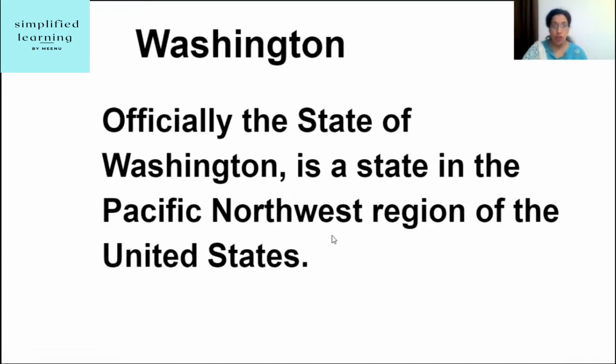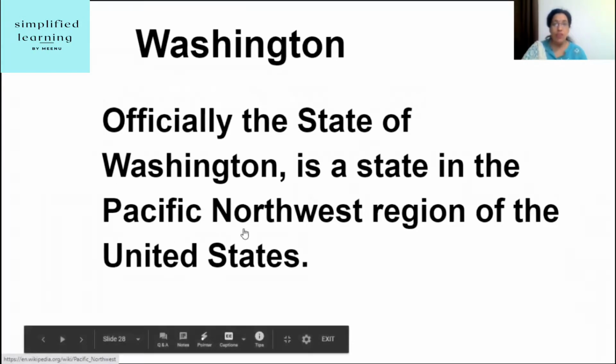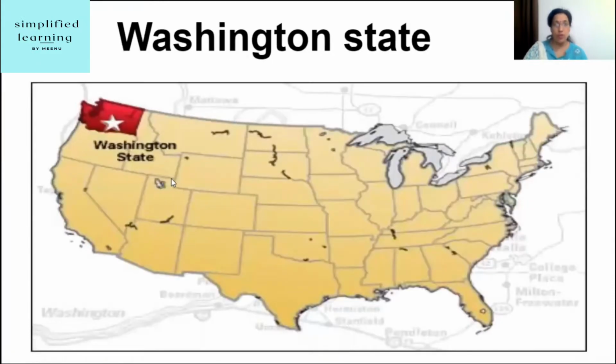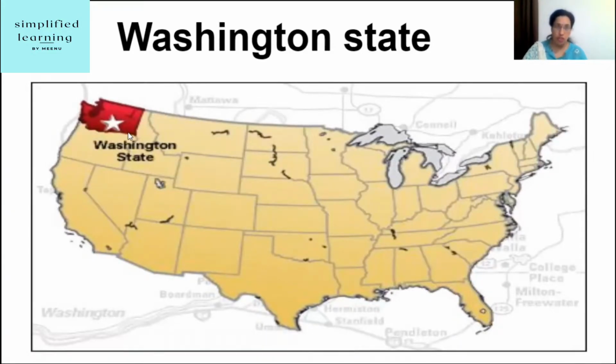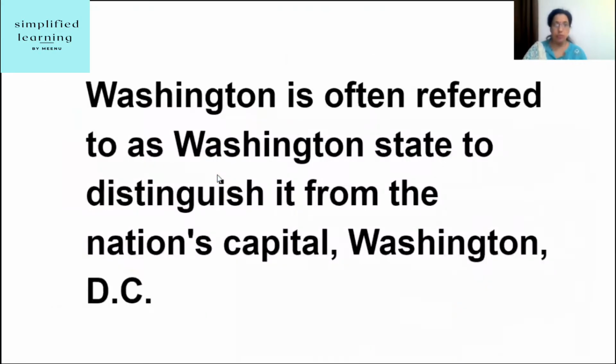Now, what do you mean by Pacific Northwest region? We know the location of the United States of America. In the west, or you can say in the northwest, we have the Pacific Ocean. So Washington is situated in the Pacific Northwest region of the United States. You can understand from here. Here we have the Pacific Ocean. That is why this area is known as the Pacific Northwest region of the whole United States. So this is the proper location of Washington State.